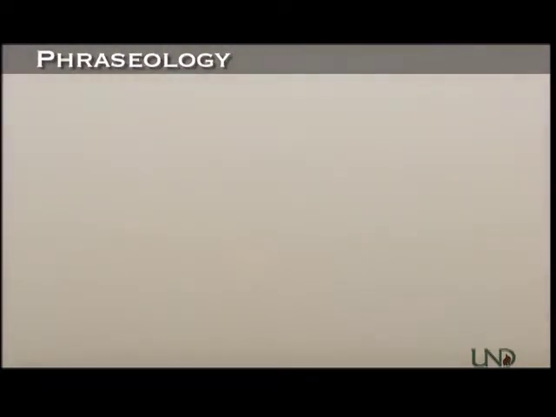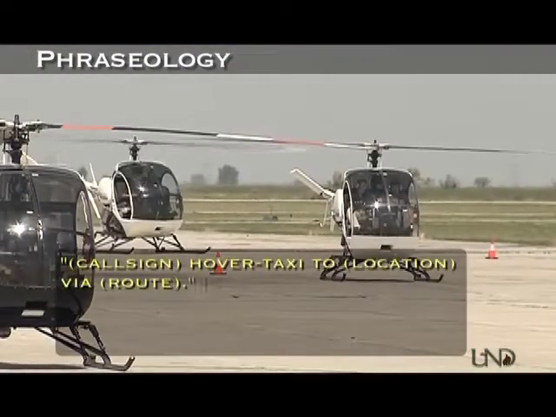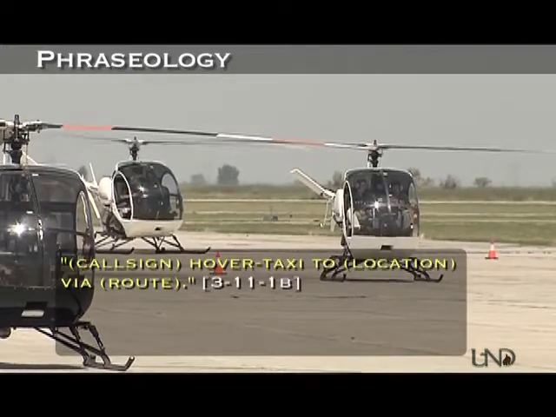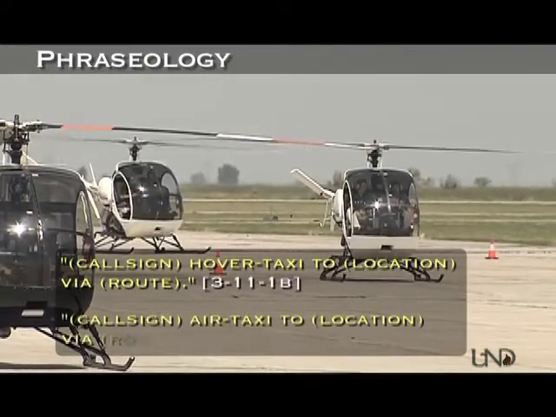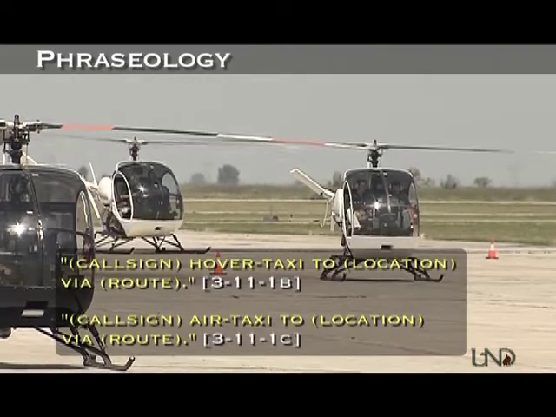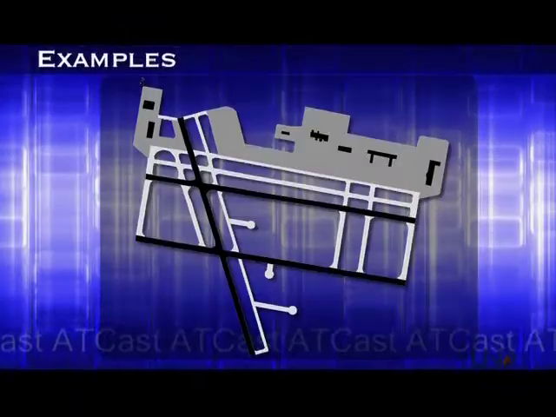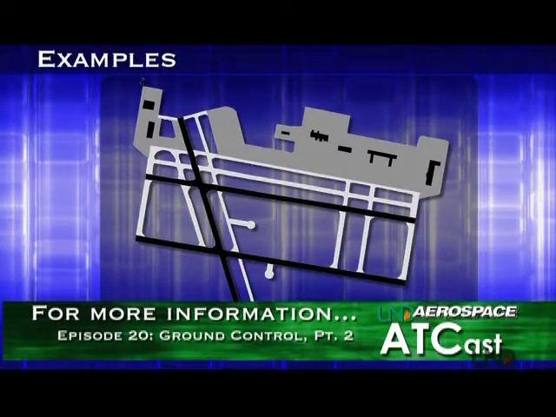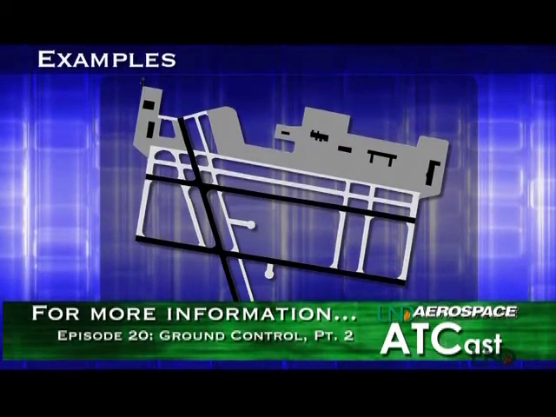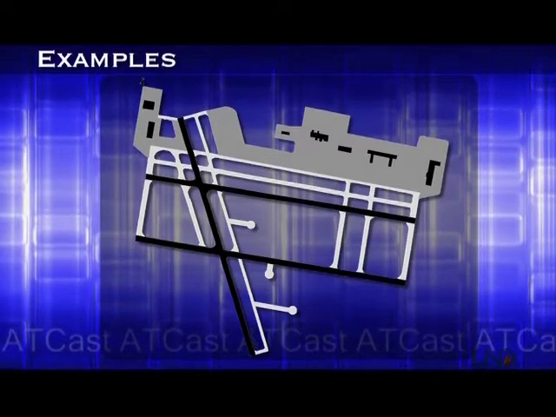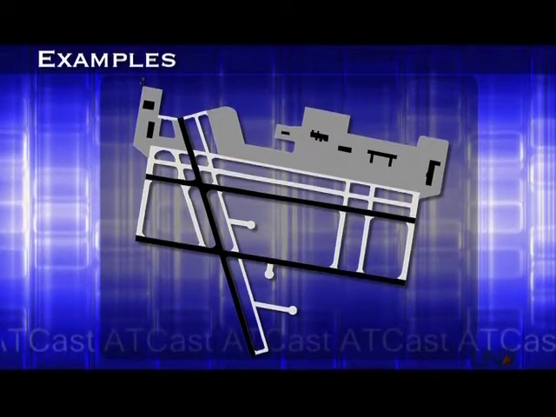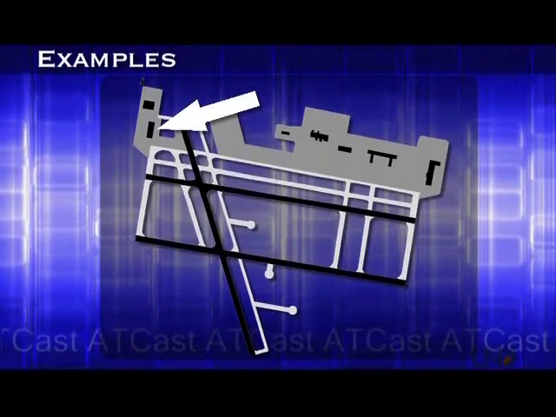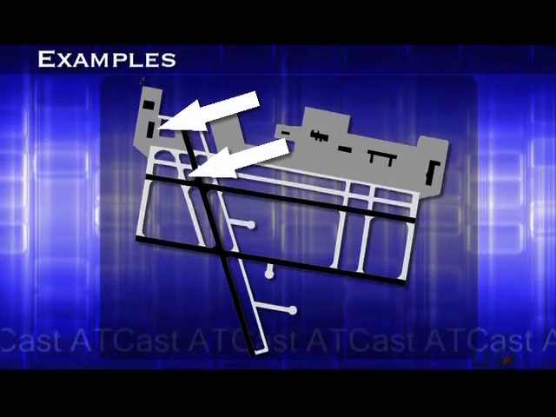The format now becomes aircraft call sign, hover taxi to the location via the route, or aircraft call sign, air taxi to the location via the route. Let's take a look at a couple examples in the lab. For detailed information about the layout of Academy Airport and general procedures, see episode 20. Let's have a helicopter, Army 200 Bravo Echo, go from Spartan Aviation to runway 28 right for takeoff from the Foxtrot intersection.